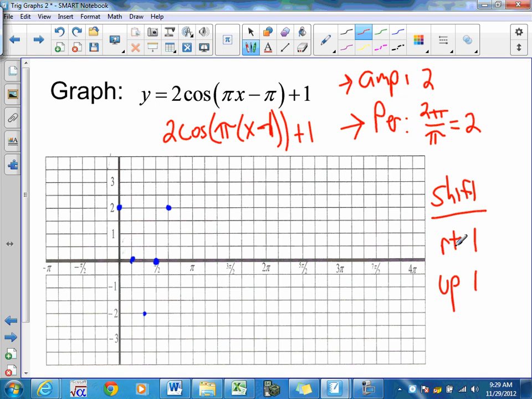Now let's do the shift. Each point is going to go right 1 and up 1. So I'm going to go right 1, or 2 lines, and up 1, which is right there. Right 1, up 1. Right 1, up 1. Right 1, up 1. And there's my graph. So there's our graph with our amplitude, our period, and our shifts up and over.